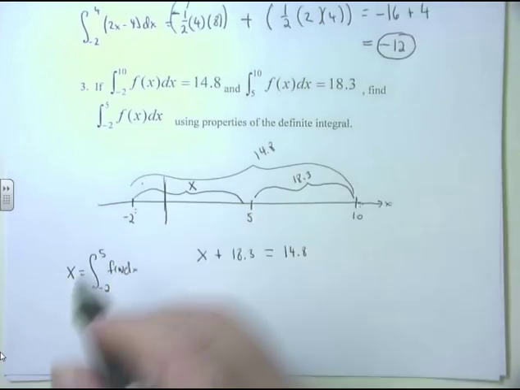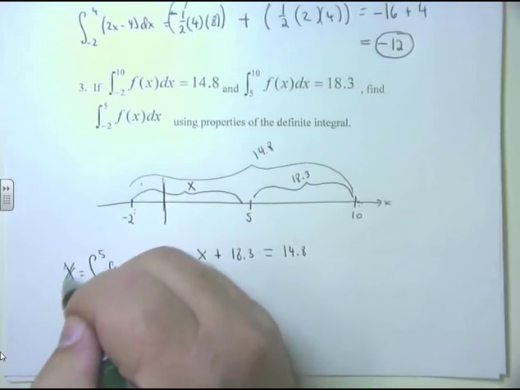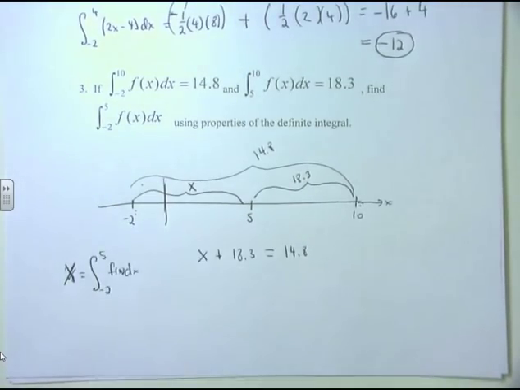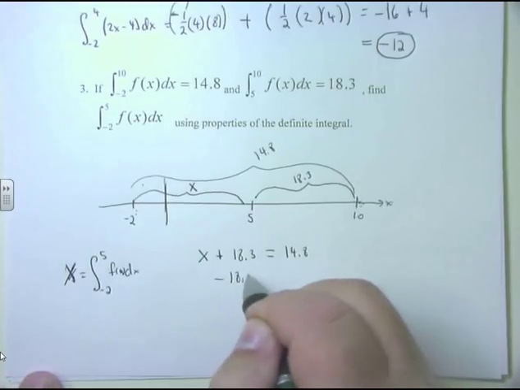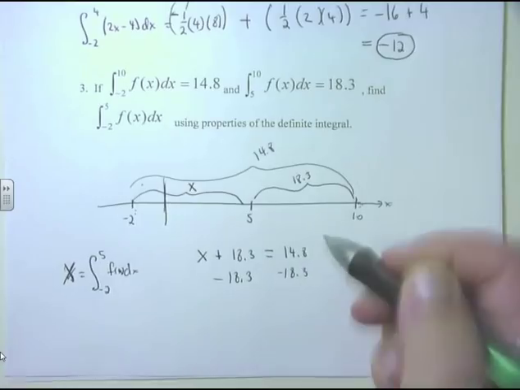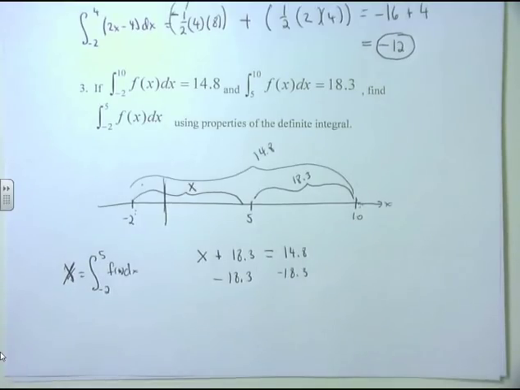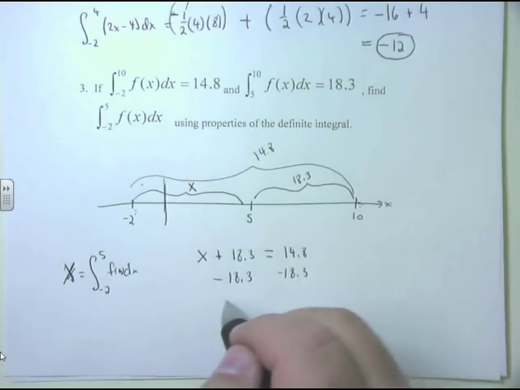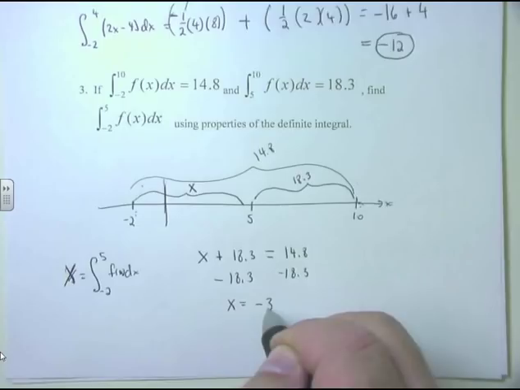As I've written this thing out, I'm just using my standard variable x as the unknown here. You can create any letter you want to. So we're going to solve this thing. I'm going to subtract 18.3 from both sides. And 14.8 minus 18.3 is negative 3.5.